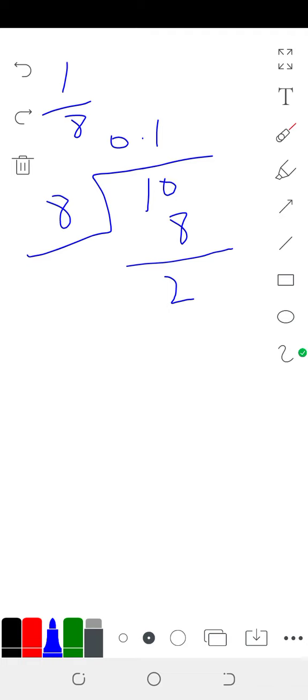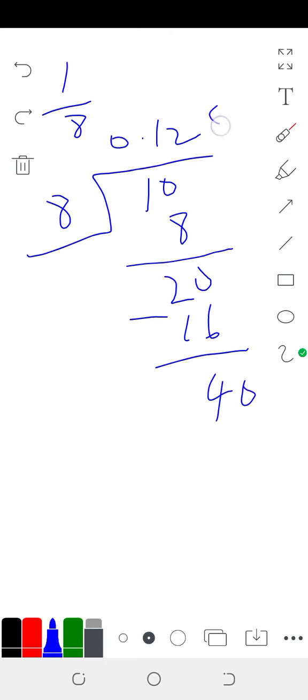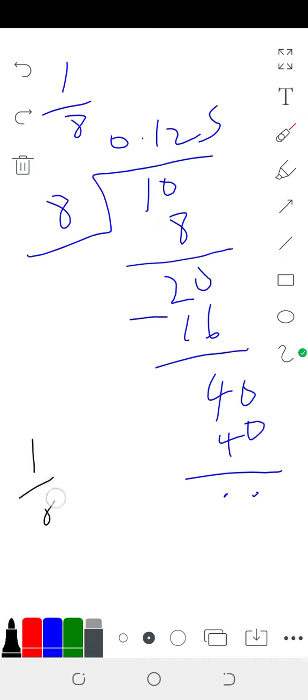So from here, you continuously add 0 until the last remainder you have is 0. So what's 8 in 20? That's 2. 2 times 8 is 16. So what's 20 minus 16? That's giving us 4. So you add 0 again. What's 8 in 40? Giving us 5. 5 times 8 giving us what? 40. So basically, that simply means that 1 divided by 8 is equal to what? 0.125.